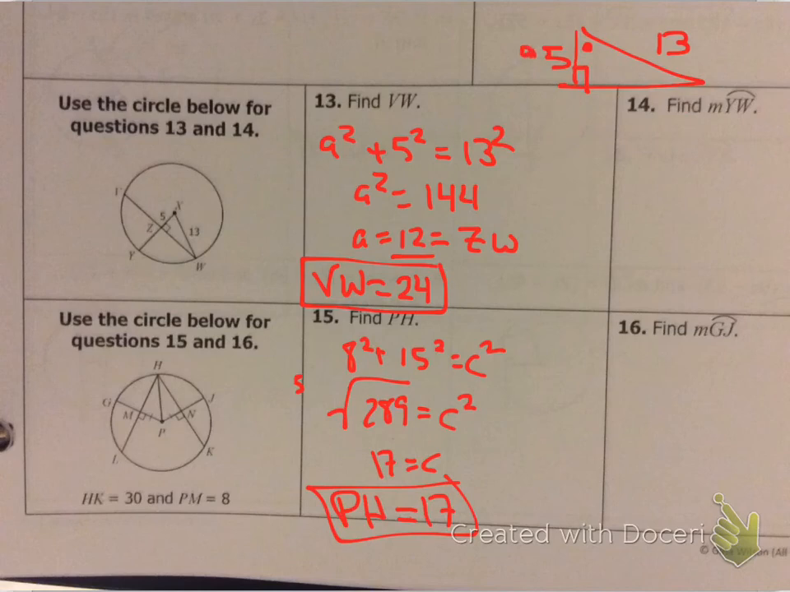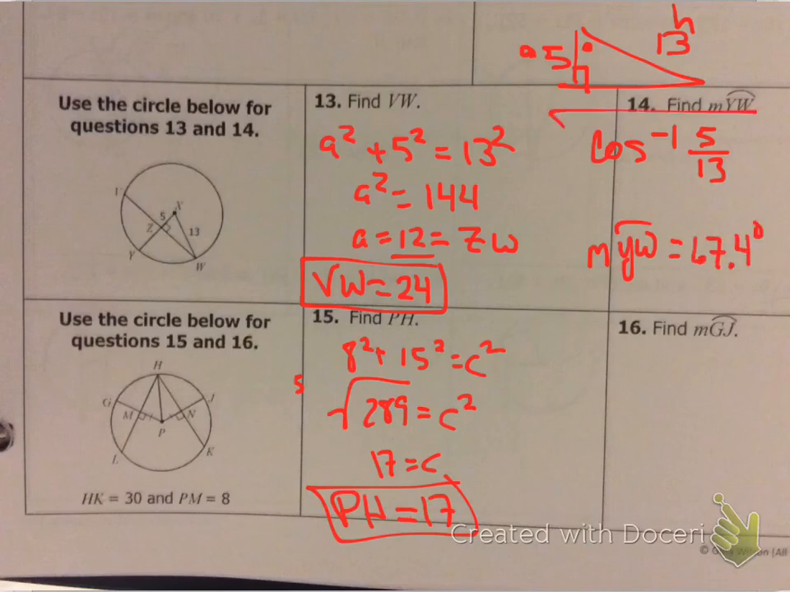So if that's the case, this would be adjacent and hypotenuse, so that means I'm using cosine. And anytime I want to find an angle, I'm going to do cosine inverse, 5 over 13. If you do that, you get an angle, or the measurement of YW is going to be 67.4 degrees. So it's a matter of, can you set this up, and then after that it's easy.